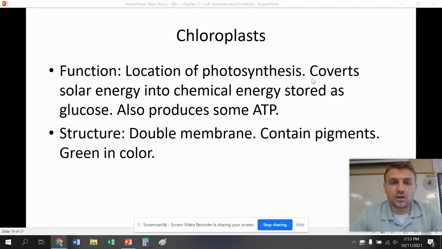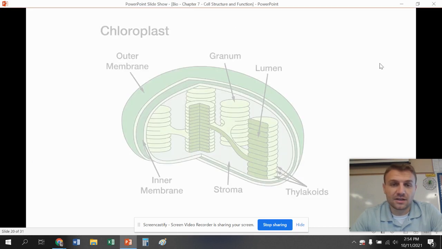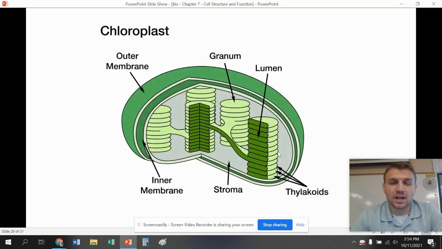Chloroplast, location of photosynthesis. This is where we convert solar energy into chemical energy stored in glucose and other carbohydrates. This also produces some ATP, which we'll talk about later on. It also has a double membrane, contains pigments, and it's green in color. Here's a chloroplast. We'll talk more about these later this year.